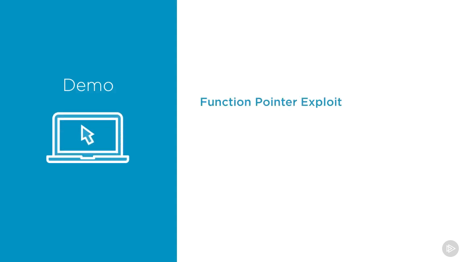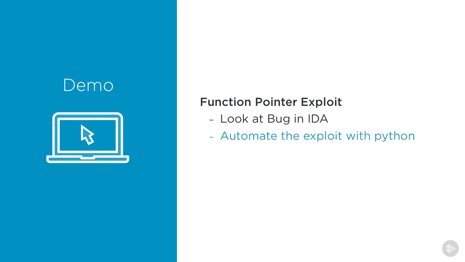In the demo, we want to look at the function pointer exploit. We'll look at the bug in IDA Pro, and then we'll automate the exploit with Python, and then we'll exploit it with the address of jackpot. That's what we're going to overwrite the function address with.